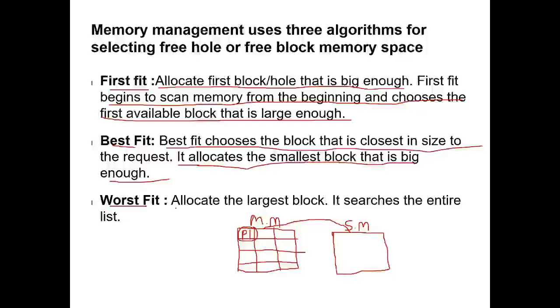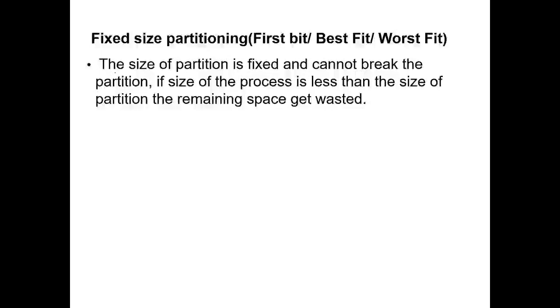And worst fit allocates the largest block. It searches the entire list. So in this algorithm, it searches the entire memory and whichever is the largest block, there that process will be allocated. If you use these algorithms in a fixed size partition, the size of the partition is fixed and cannot be broken. If the size of the process is less than the size of the partition, the remaining space gets wasted here. So this can be applied on both variable size partition and fixed size partition.